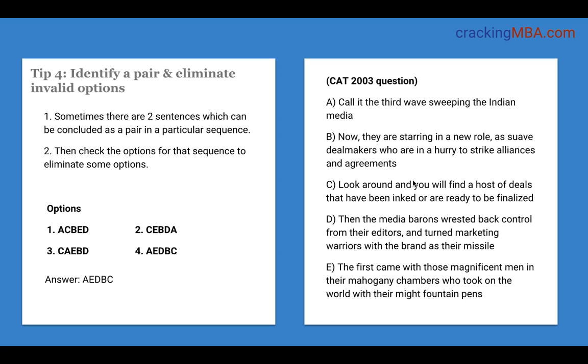Now let us look at a CAT question and see how we can apply this concept to solve that question. Take 5 seconds to read this question and then we'll look at this tip.